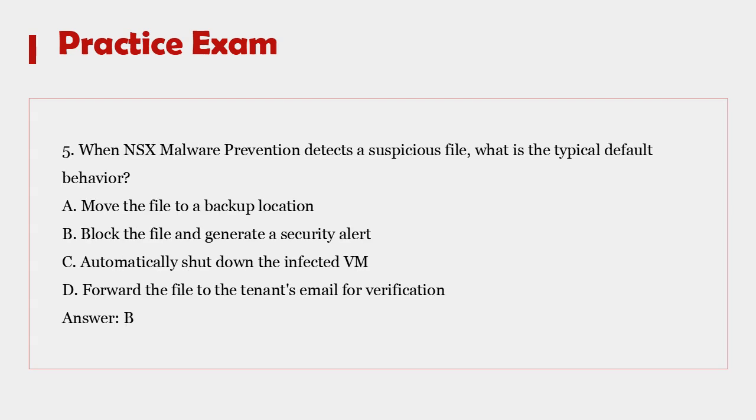5. When NSX malware prevention detects a suspicious file, what is the typical default behavior? A. Move the file to a backup location. B. Block the file and generate a security alert. C. Automatically shut down the infected VM. D. Forward the file to the tenant's email for verification. Answer: B.